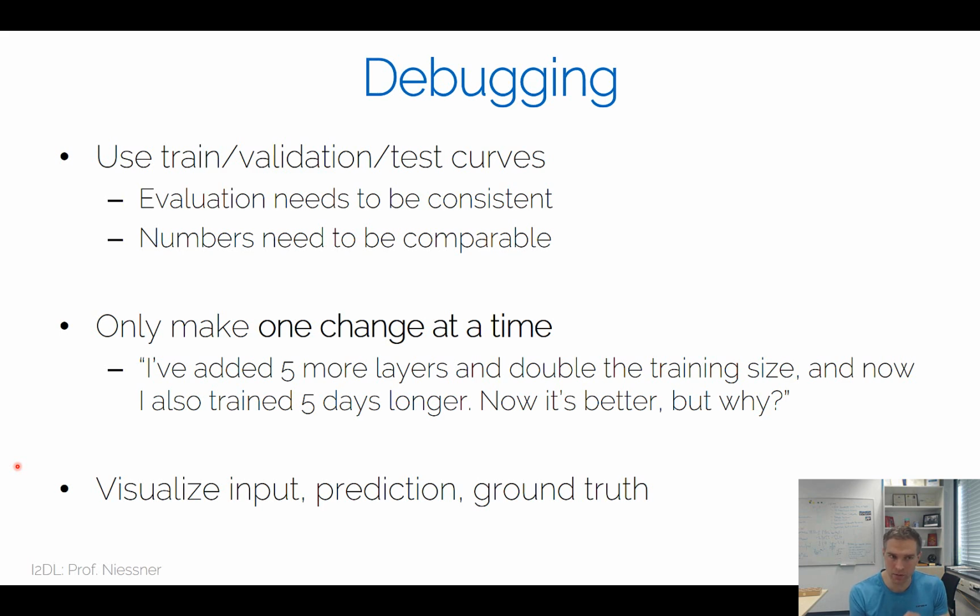Train. You don't have to train till convergence necessarily, right? That's why you have the curves. You see stuff early. So that's why this is really critical. And then you go ahead and visualize the input, prediction, ground truth, and so on.